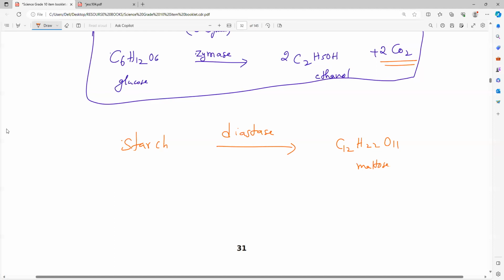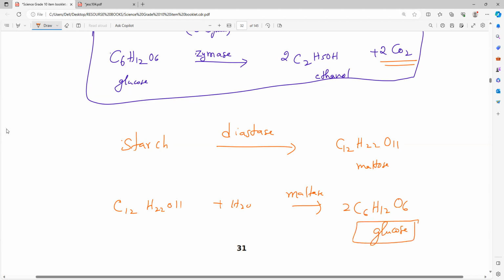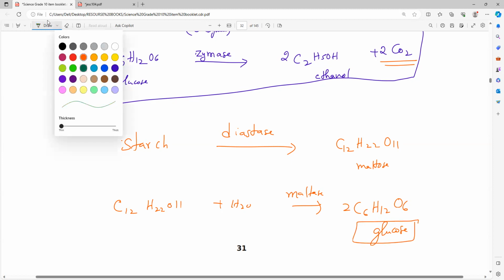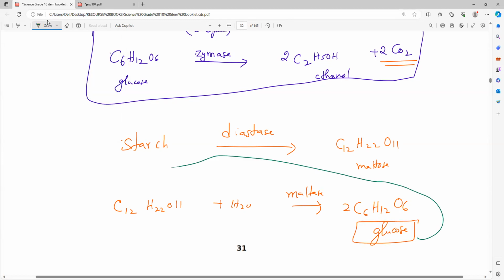Maltose undergoes a reaction with water. If you add water, under the enzyme called maltase, it will be converted into C6H12O6. What do we call C6H12O6? Glucose. Now this glucose undergoes reaction with zymase, and it will produce ethanol plus carbon dioxide.